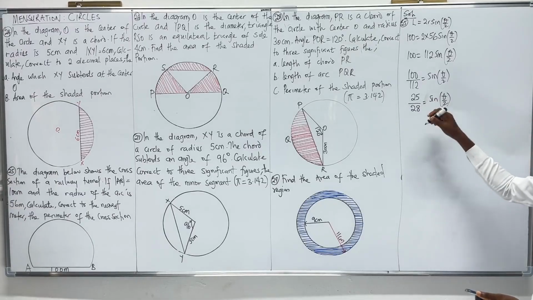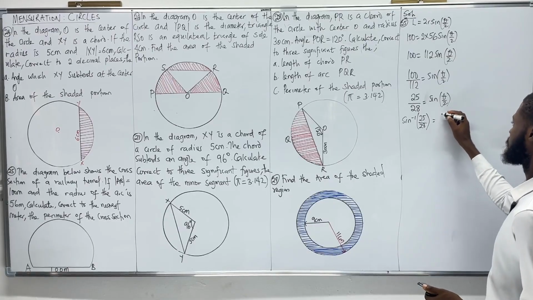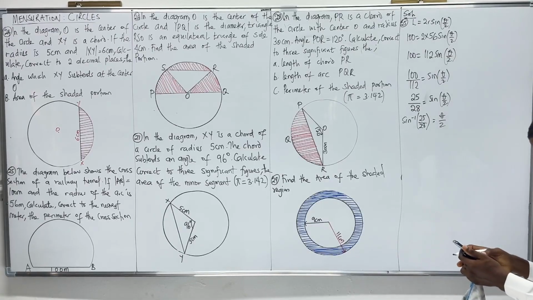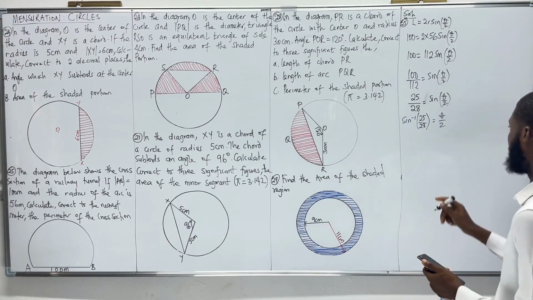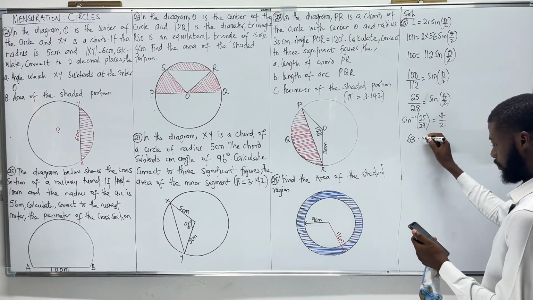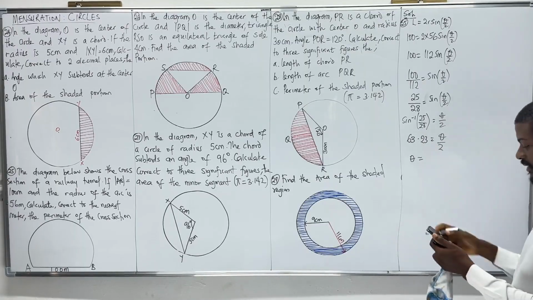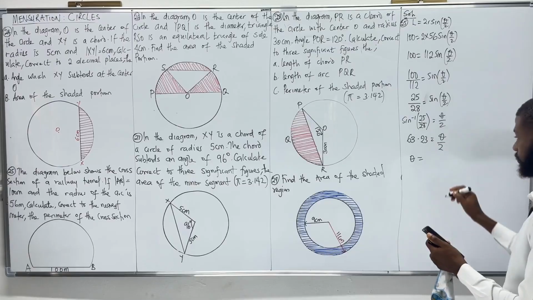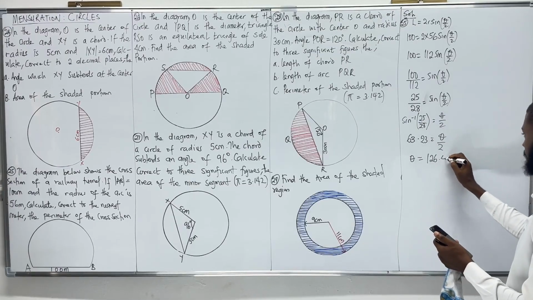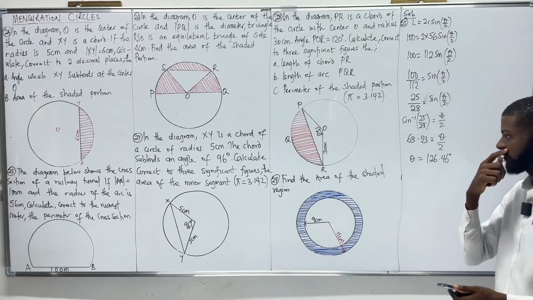So the next thing is to take the sine inverse of 25 over 28. That will give theta over 2. Shift sine inverse of the answer we just had. This will give 63.23 equals theta over 2. So to get the angle, we just multiply by 2. 63.23 times 2 is 126.46 degrees. So this is the angle that we've gotten.